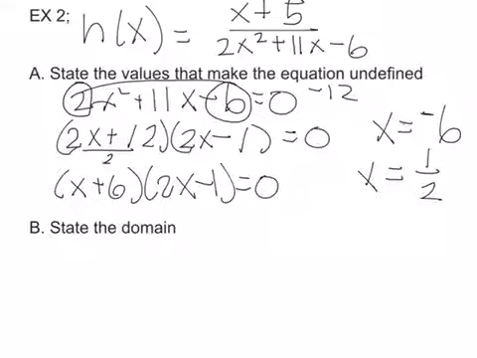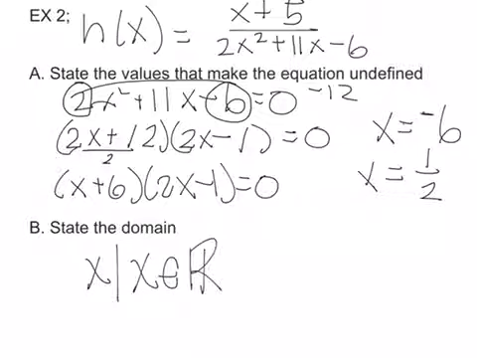So that means that negative 6 and 1/2 cannot be part of the domain, but all other values can. So I would say that the domain is x, such that x is an element of all real numbers, meaning it can be any number, except x cannot be negative 6 or 1/2.